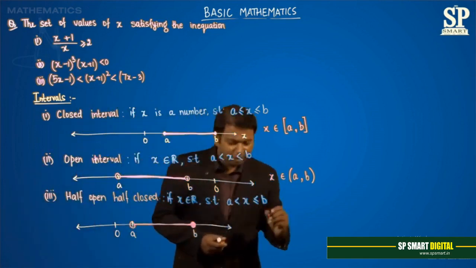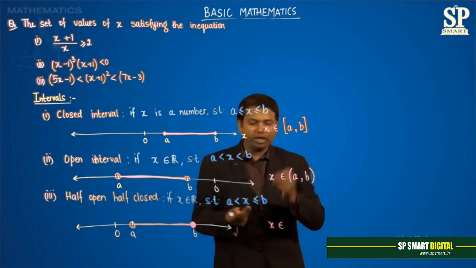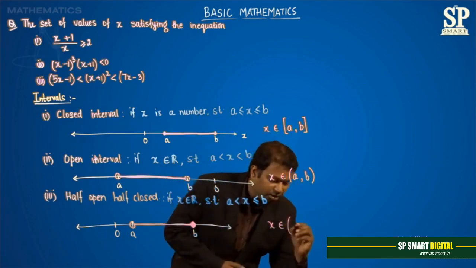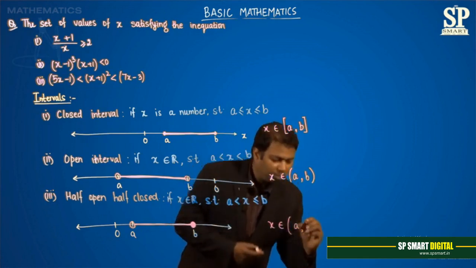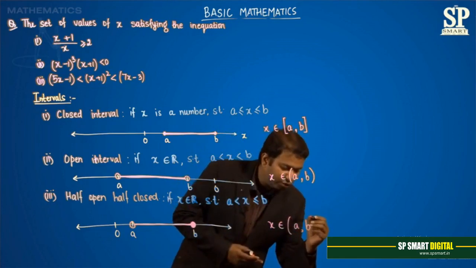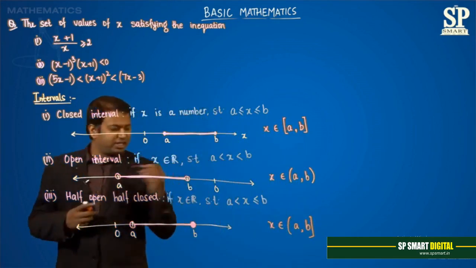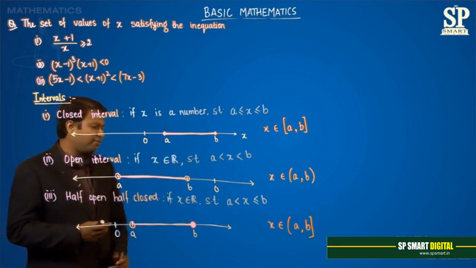And mathematically we can write X belonging to (A, B]. A is not included, so we need to put a round bracket at A, comma, upper limit, which is B. Now B is included in the solution set, so we put a square bracket. So this is a set which is half open and half closed.